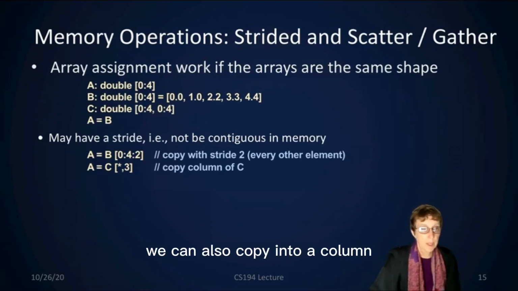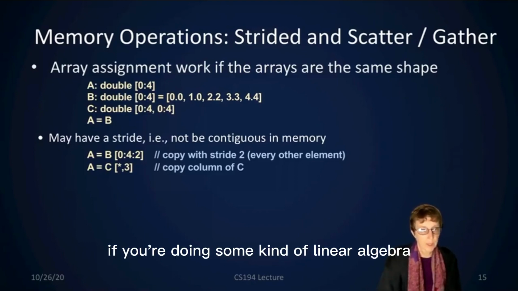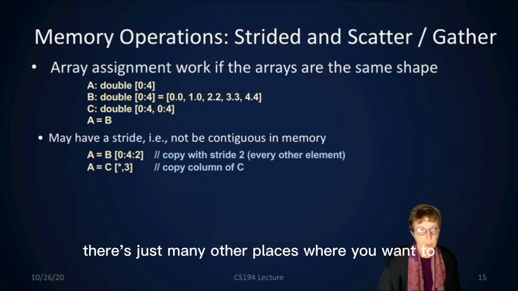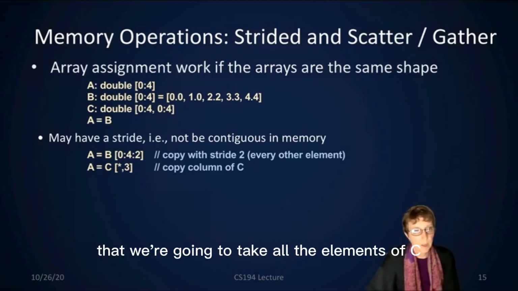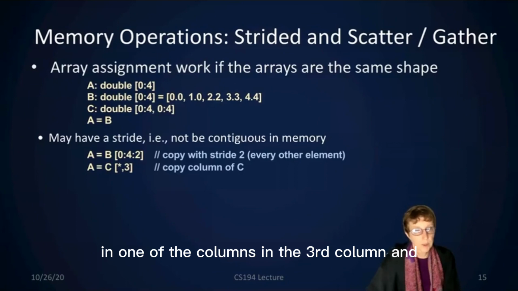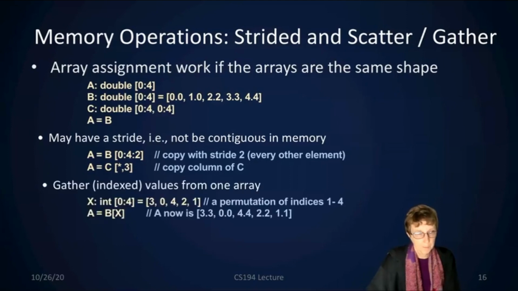We can also copy into a column, and this is, of course, very useful in what I talked about in terms of linear algebra. There are just many other places where you sometimes want to access a column. There's a MATLAB-style notation, A(:), that says we're going to take all the elements of C in one of the columns, the third column, and write them into A, or column 3.